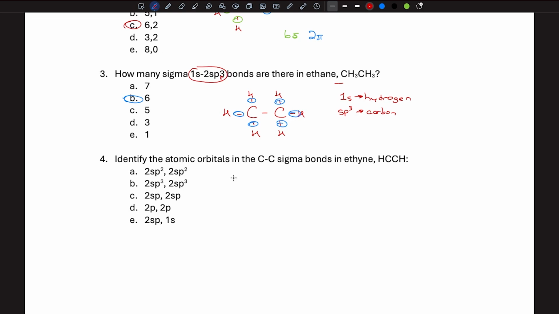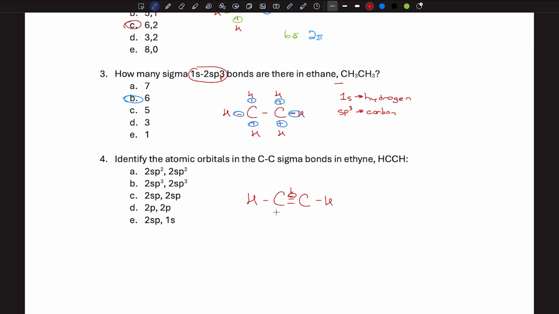The next question is asking us to identify the atomic orbitals in the carbon-carbon sigma bonds in ethine. And so what we're going to do, I always draw out a structure. Doesn't matter if I can kind of know it right away. So ethine, I know you guys, again, don't know nomenclature, but they gave you the formula. And so what they're asking us is, okay, this sigma bond, one of the bonds of the triple bond, what are the atomic orbitals that account for this bond?